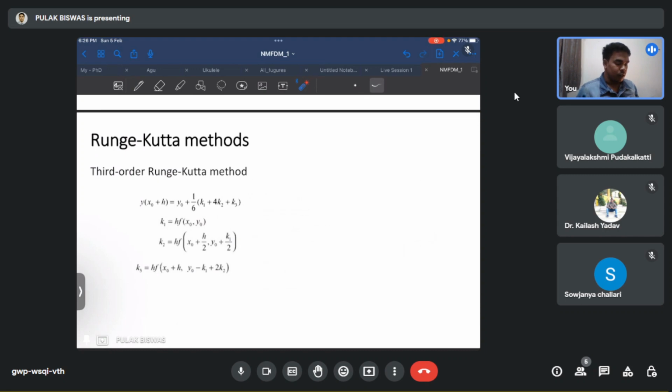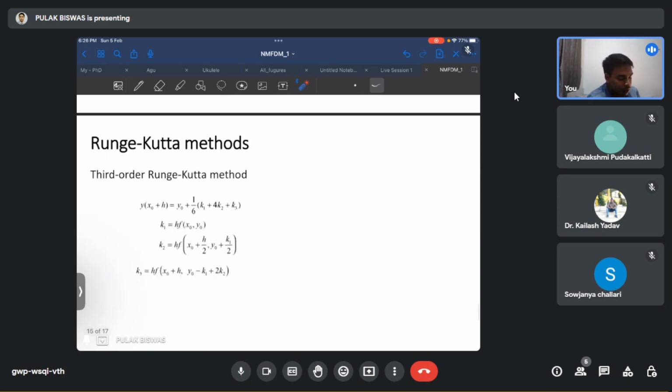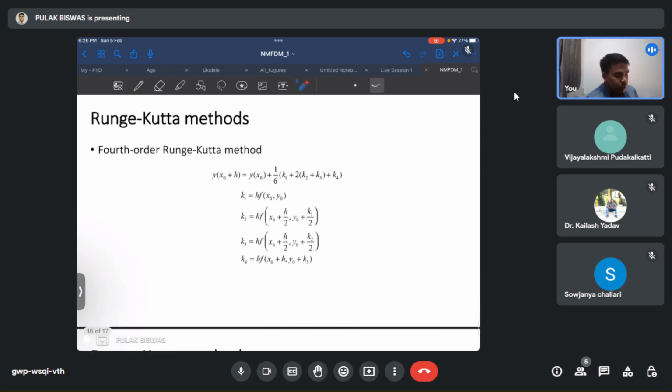And again, there may be a third order, where we use three such terms. K1 is the same as Euler's method and the modified Euler method, k2 is again the same, and then this k3. And here comes the fourth order Runge-Kutta scheme. Here we use four different terms on the right hand side, and these terms have this kind of formula.